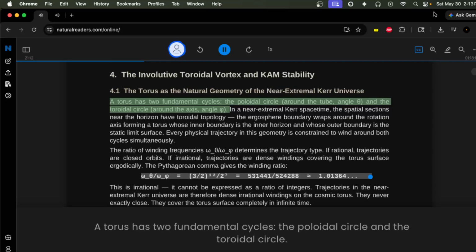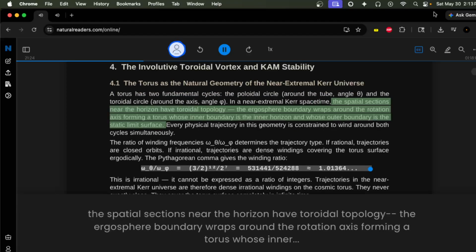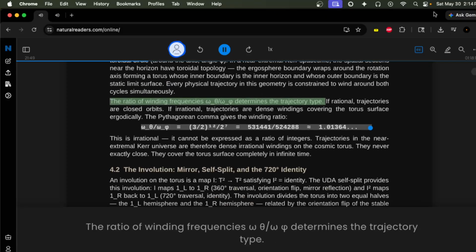A torus has 2 fundamental cycles, the poloidal circle and the toroidal circle. In a near-extremal Kerr spacetime, the spatial sections near the horizon have toroidal topology. The ergosphere boundary wraps around the rotation axis, forming a torus whose inner boundary is the inner horizon and whose outer boundary is the static limit surface. Every physical trajectory in this geometry is constrained to wind around both cycles simultaneously. The ratio of winding frequencies ω_θ/ω_φ determines the trajectory type.